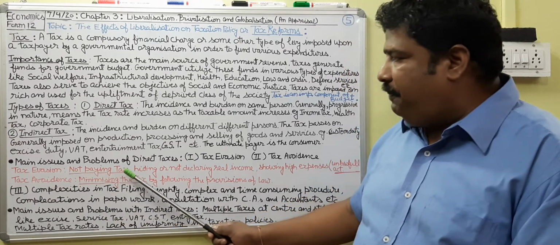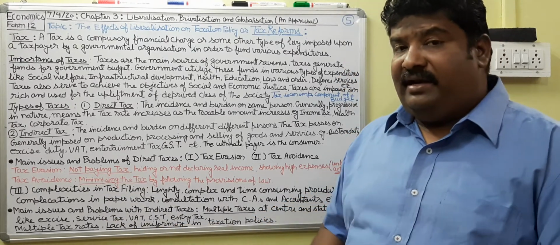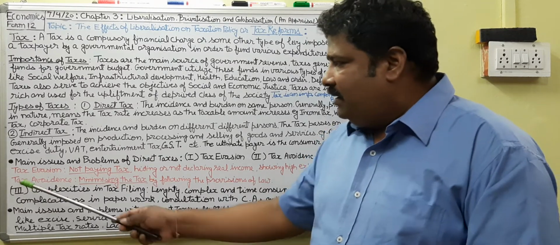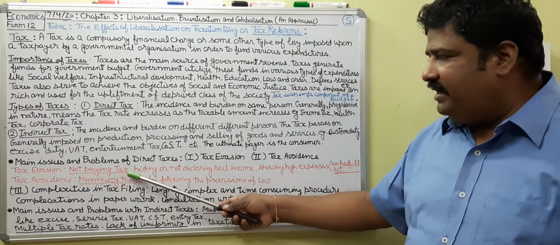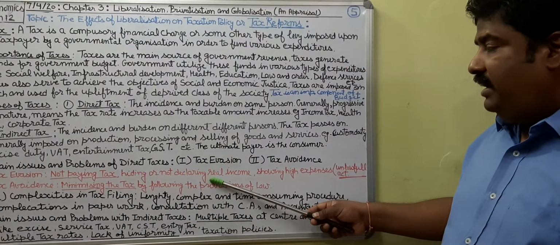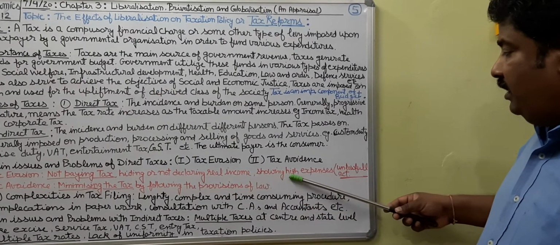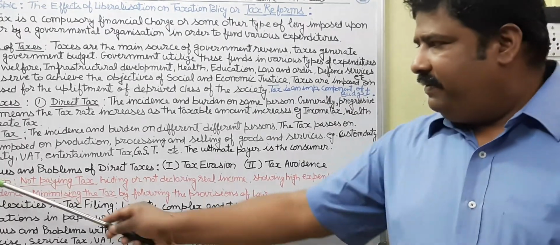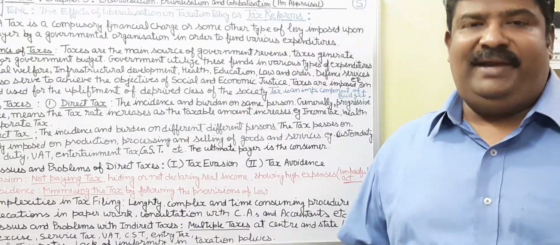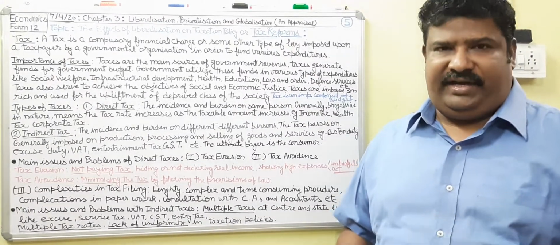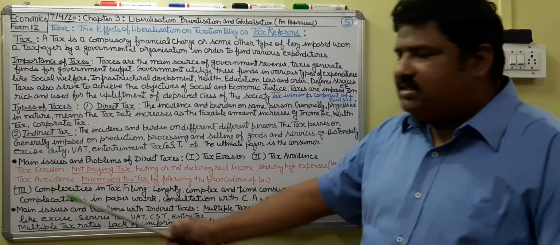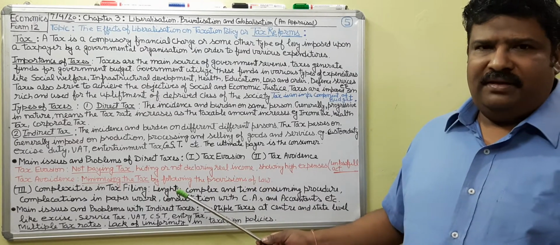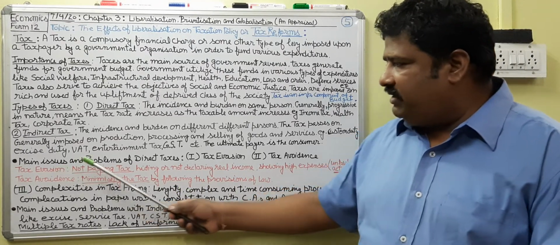Tax evasion means not paying the tax by hiding your real income or by reporting very high expenses which are not real. So, tax evasion means not paying the tax by hiding or not declaring real income or showing higher expenses. This is an unlawful act. This tax evasion is not legitimate. It is an illegitimate activity. Then the tax avoidance. Tax avoidance means minimizing the tax by following the provisions of law. Okay, so these are the issues with the direct taxes.